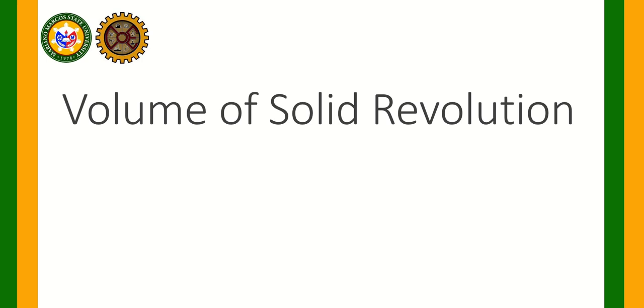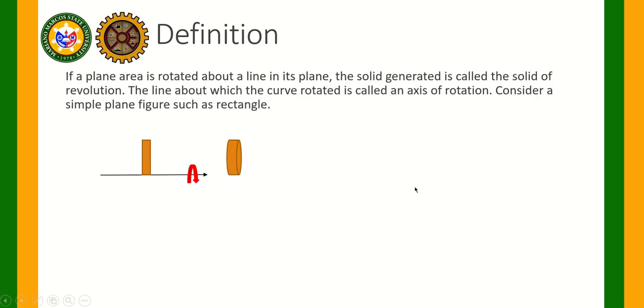Okay, so let's now proceed to our new lesson, still under the geometric applications of integral calculus, which is the volume of solid of revolution. So we are done with the area. For the definition, if a plane area is rotated about a line in its plane, the solid generated is called the solid of revolution, which is this one. And the line about which the curve is rotated is called an axis of rotation.